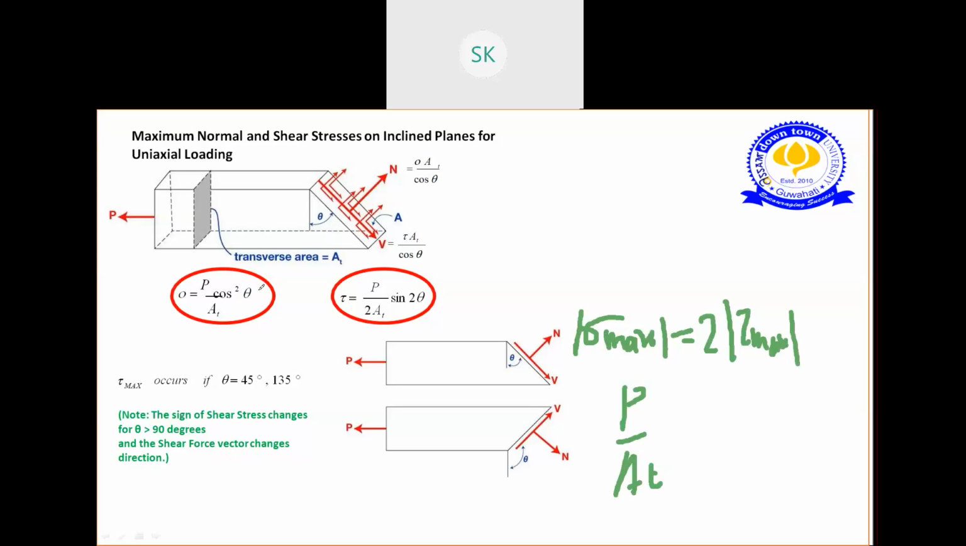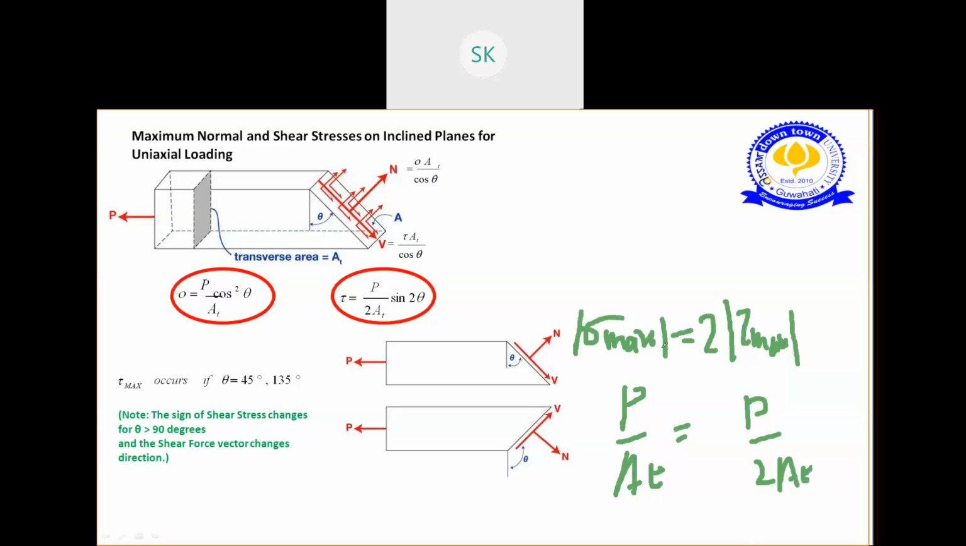If I put here theta equal to 0 degree, I'll get P by A0 magnitude. Magnitude means removing the angle part. If you put the value of angle, then magnitude will be P by A0. Tau max, if I put here 45 degree, I'll get 1. So P by twice A0.